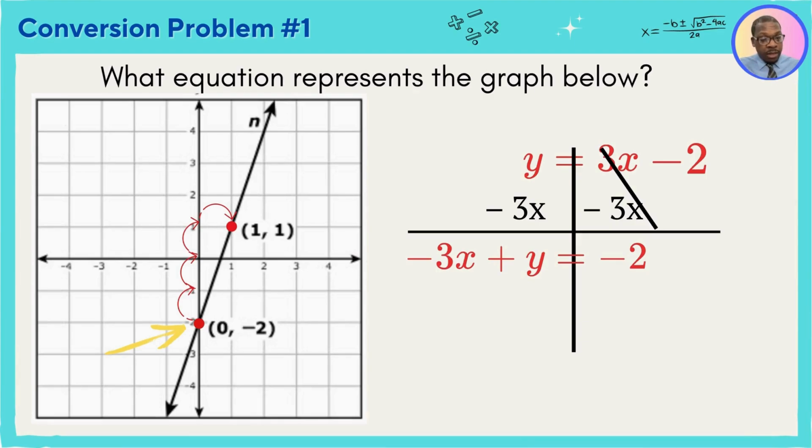But that's not wrong, but you normally don't put the negative in front. So switch the sign for all of them. If it was positive, make it negative. If it was negative, make it positive. So now we've got 3x minus y equals positive 2.